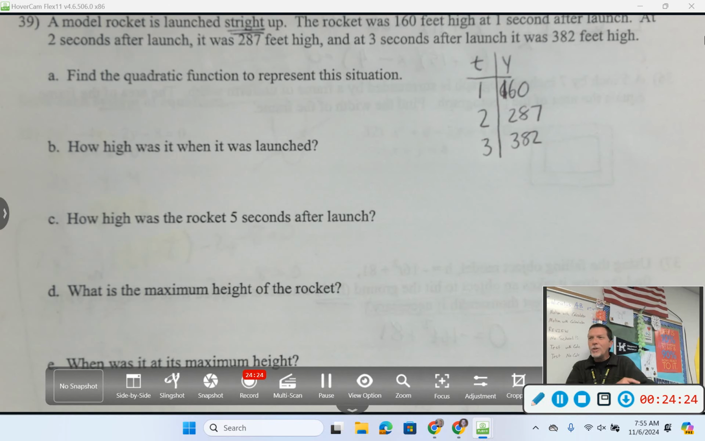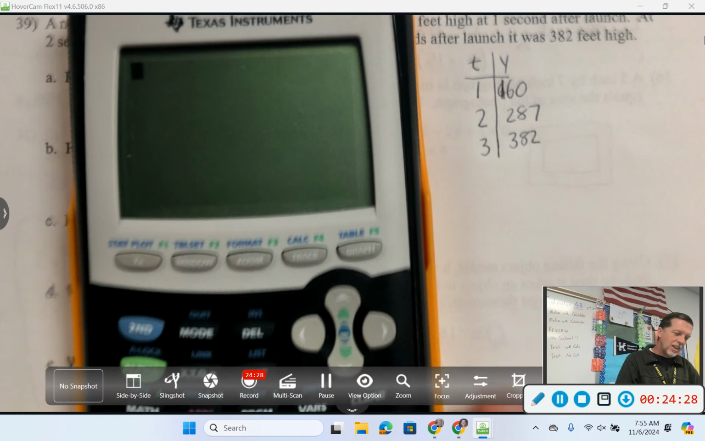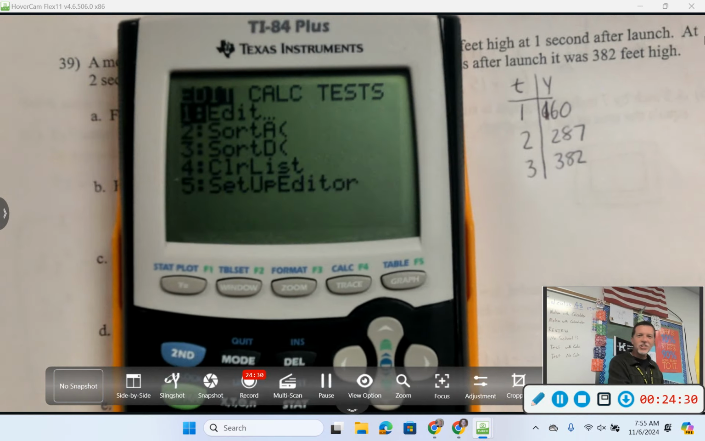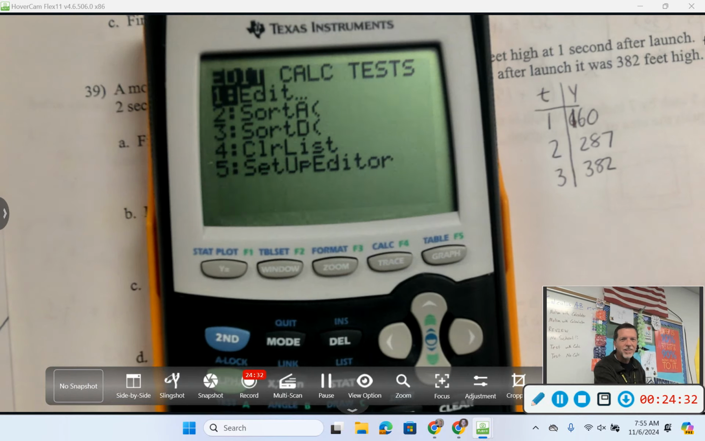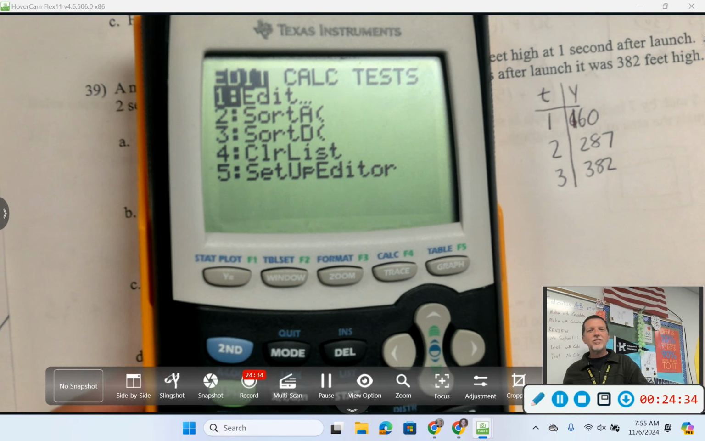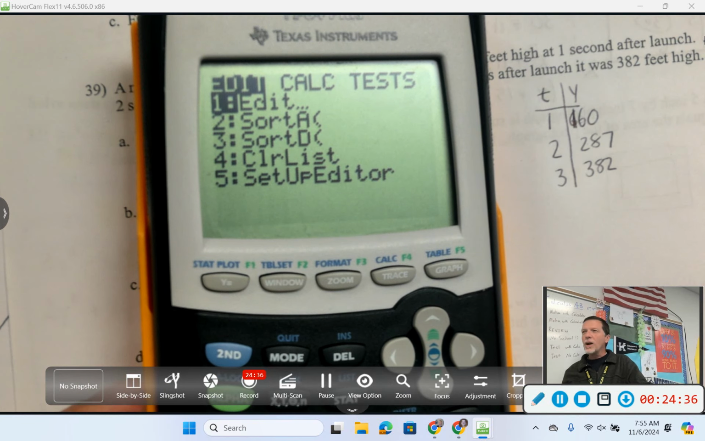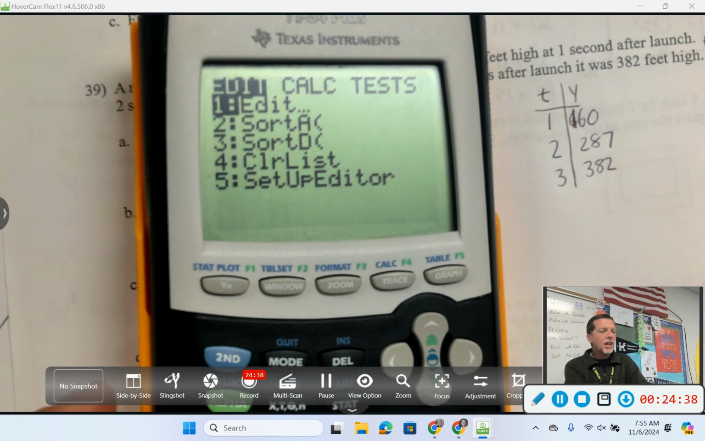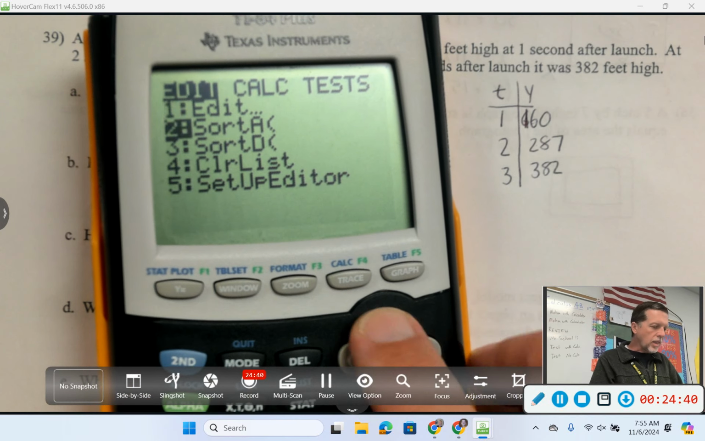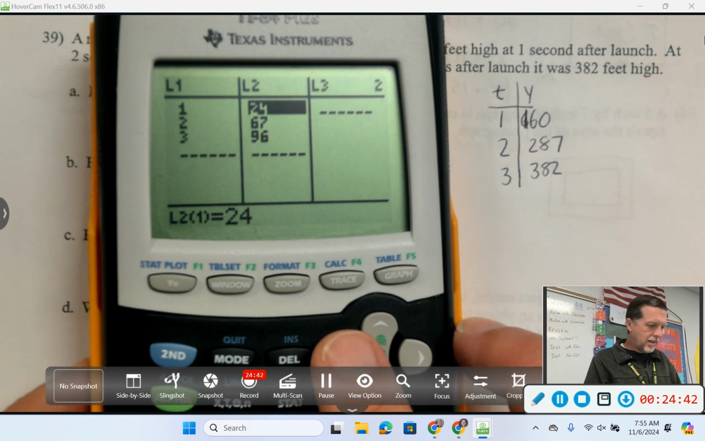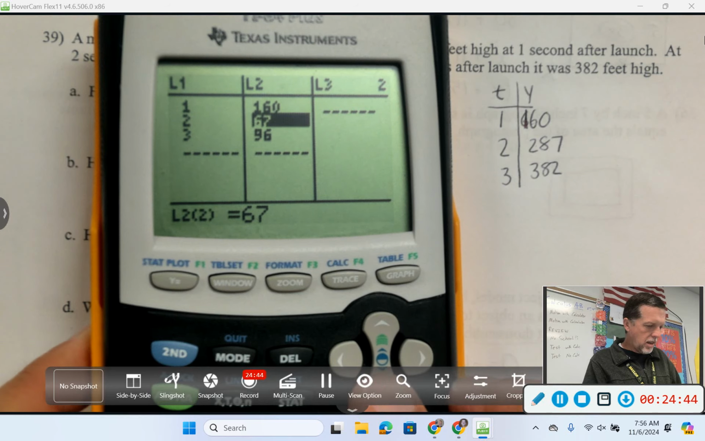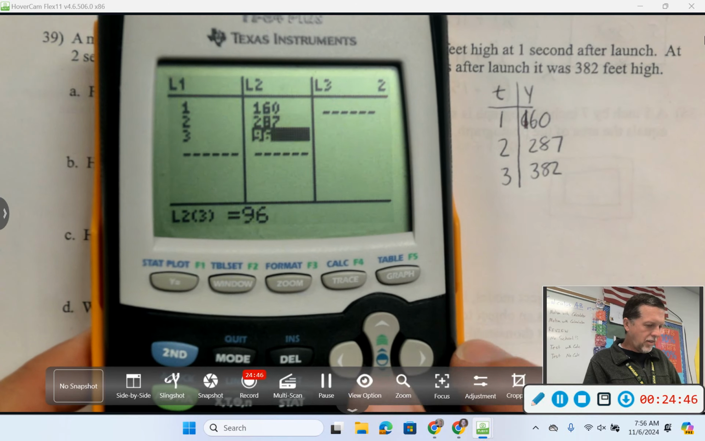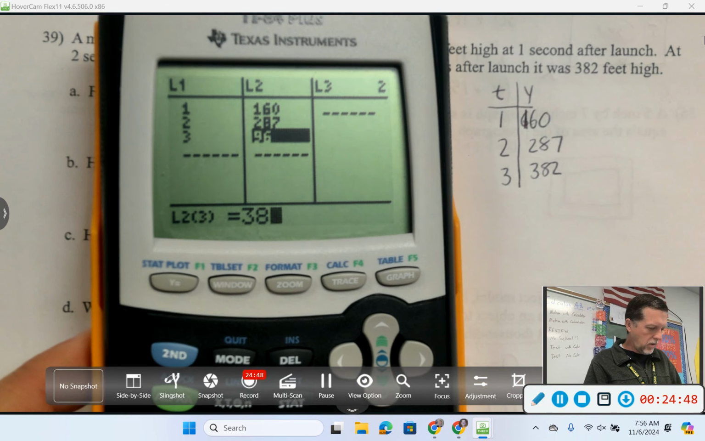As long as you can remember stat, you're probably good enough to figure it out from there. So stat for sure, and then what next? Do you remember how to put those points in? I want to edit. What do you do with Y was 287, 382.